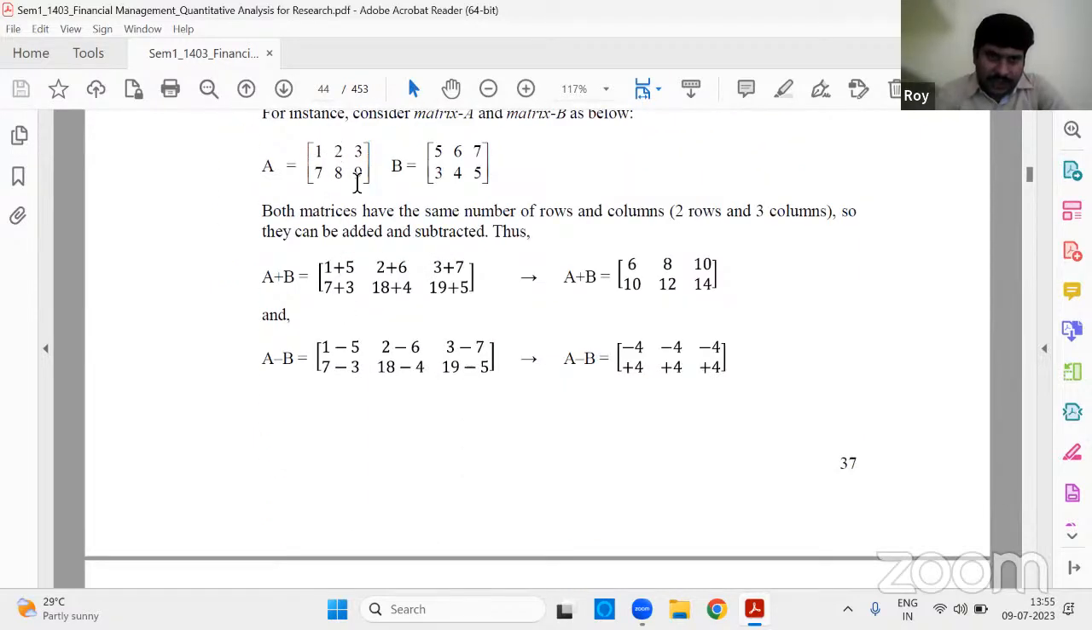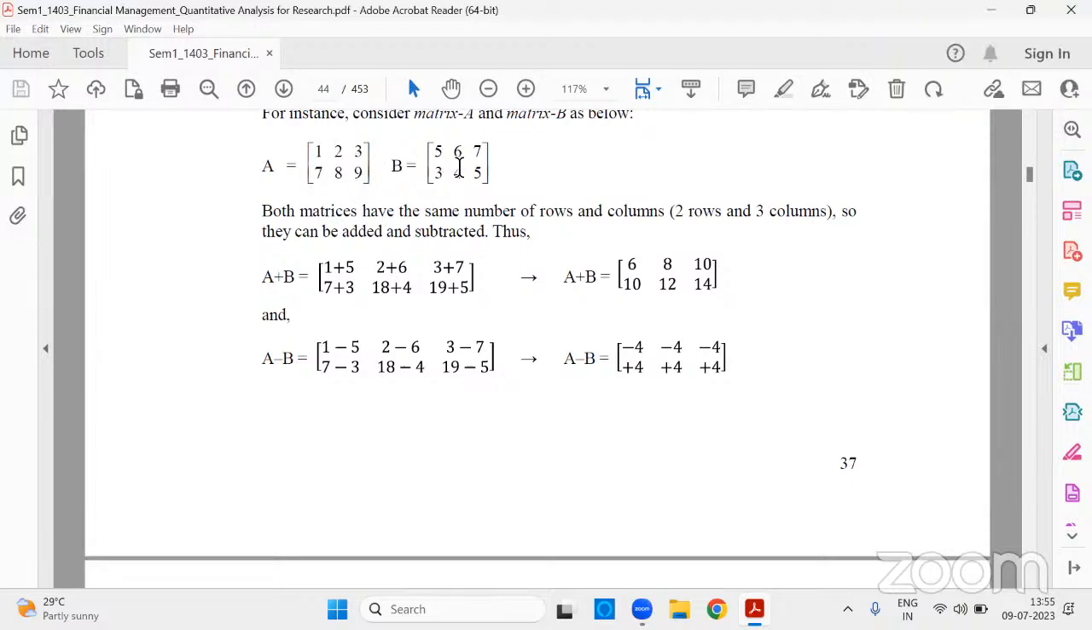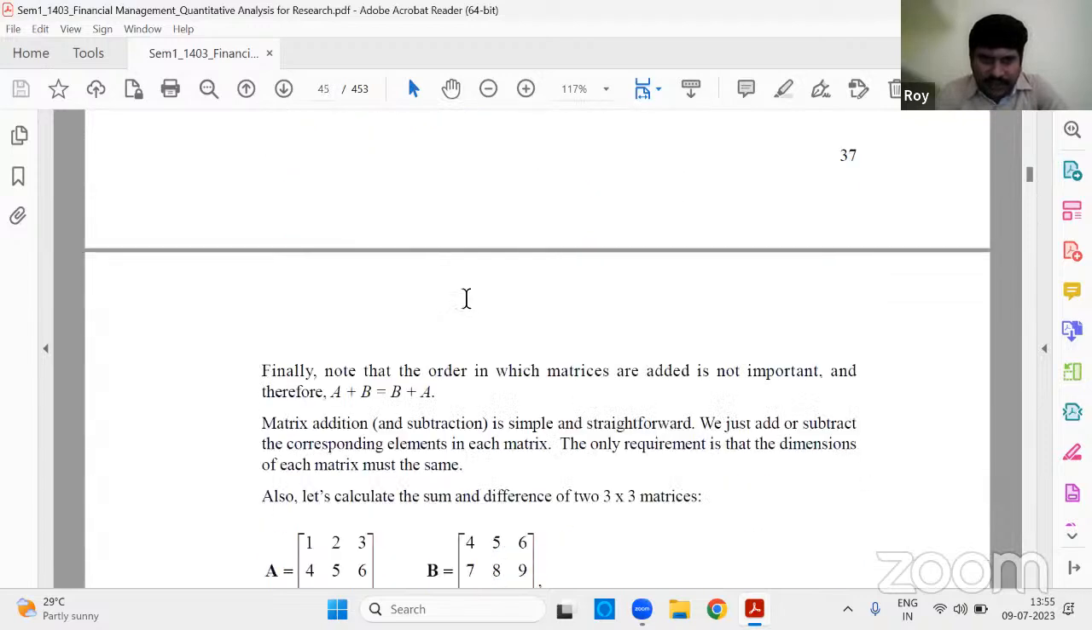What is this matrix? Can anyone tell? 2 by 3 or 3 by 2? 3 by 2. Very good. 3 by 2. How many columns are there? 3. How many rows are there? 2. 3 by 2. This is also 3 by 2. Then only we can add or subtract or do anything. See, these are easy things. That is why I'm just going fast in this.